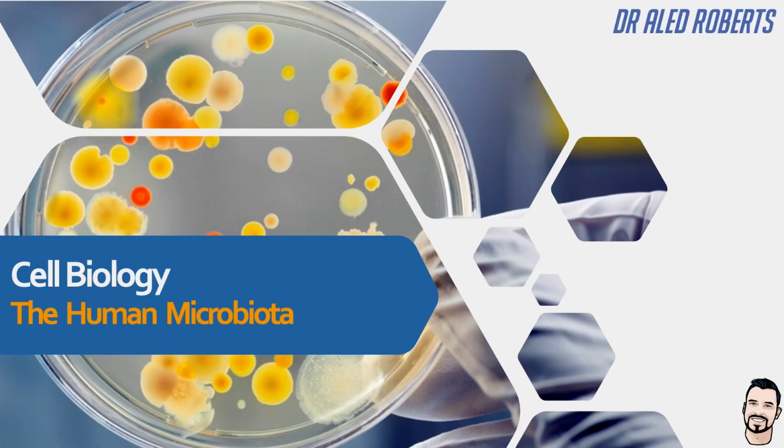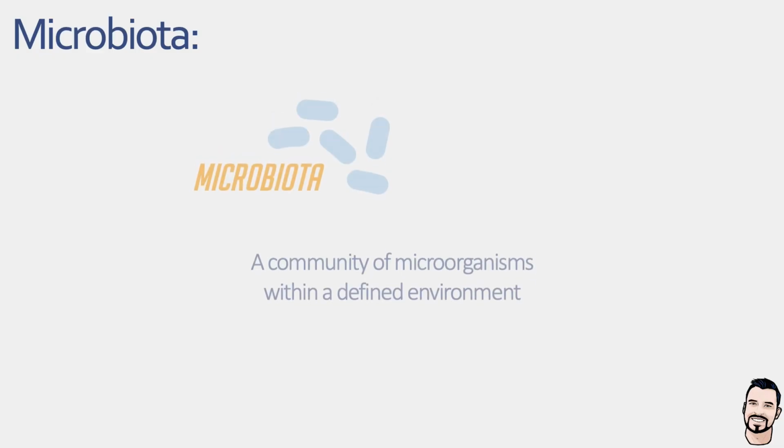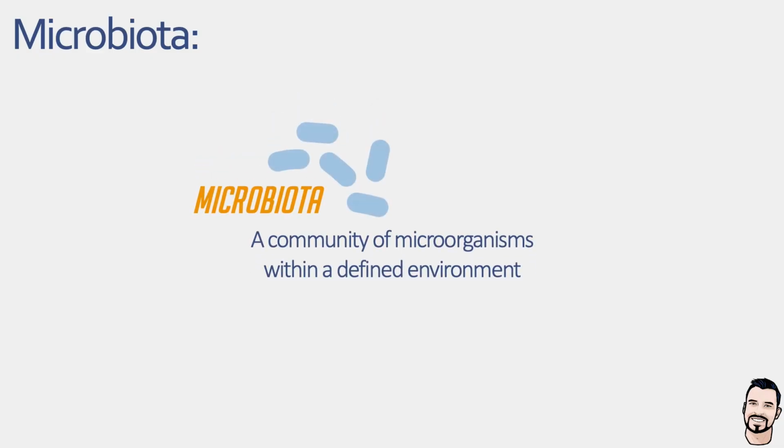I'm Dr. Aled Roberts, and in this video we're going to look at some of the core groups of bacteria that form the human microbiota, where they are found and what role they play in health and disease. Now, when we talk about microbiota, we need to remember that this refers to the community of microorganisms that inhabit a specific environment. It includes all the different bacterial, fungal, archaeal, and protozoal species, as well as non-living entities such as viruses and bacteriophage. And when we are talking about the human microbiota, we are referring to all the microorganisms that live on and within us.